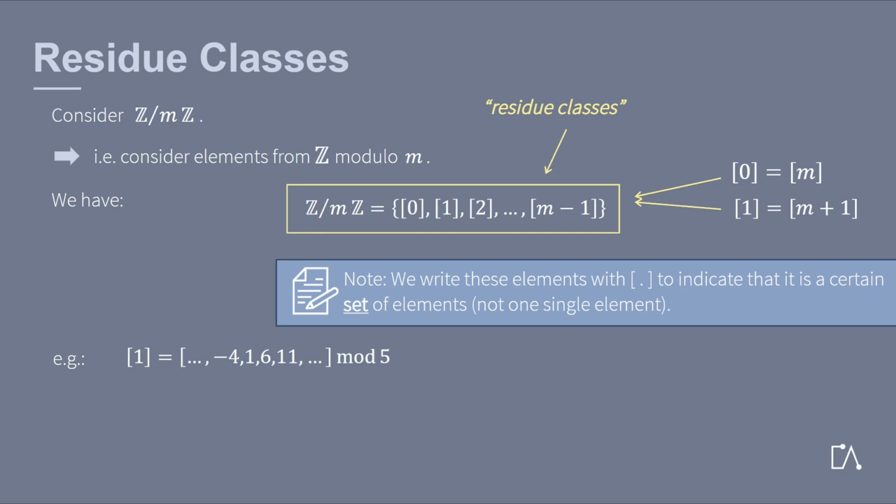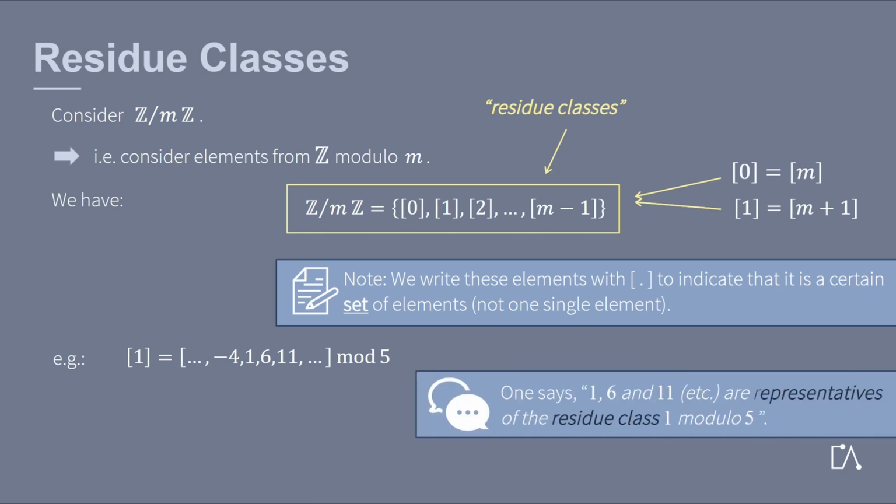For instance, the residue class of 1 modulo 5 contains also the -4, 6 and 11. Those values are all equal to 1 up to a multiple of 5. One says that 1, 6, and 11 are representatives of the residue class 1 modulo 5.